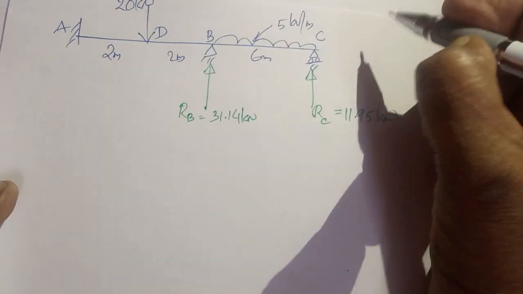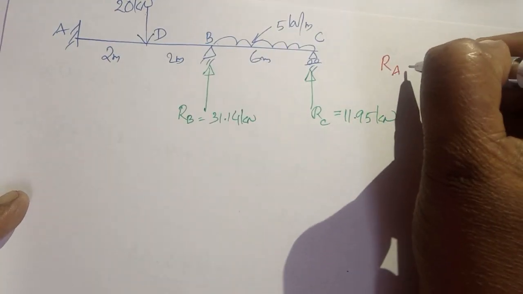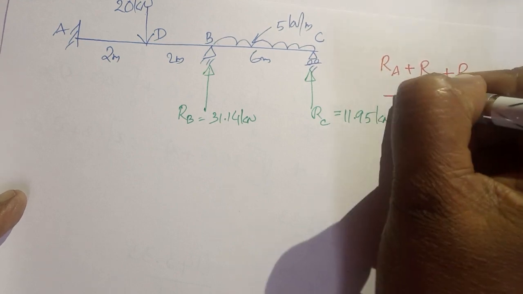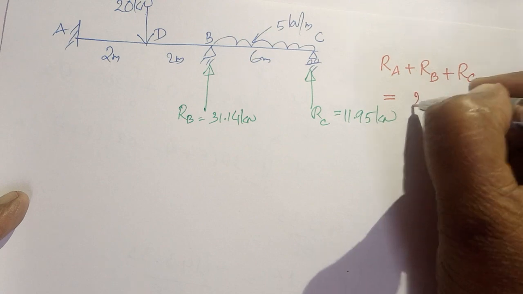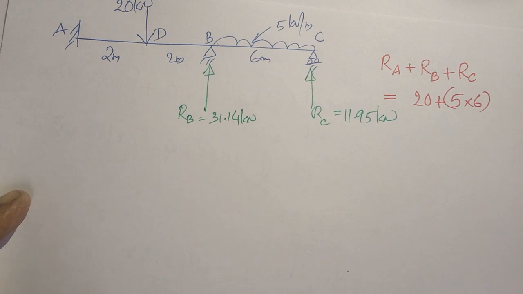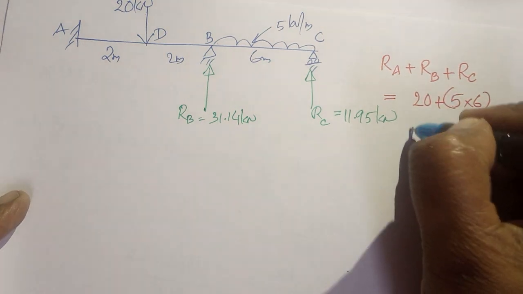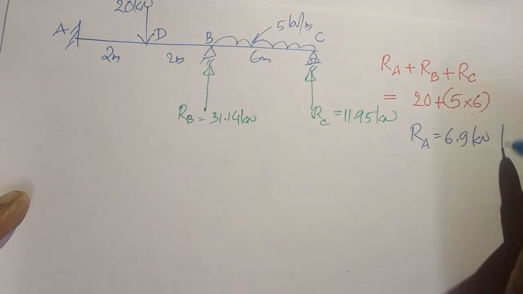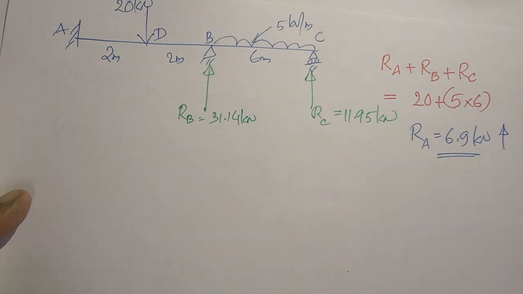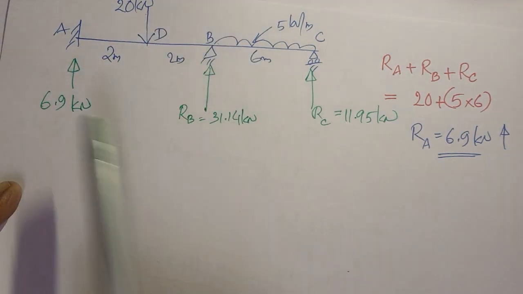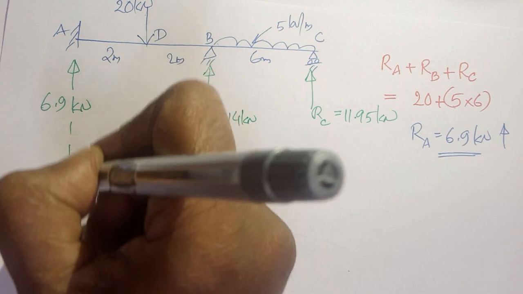So how will you find out RA? RA plus RB plus RC is equal to total external load, 20 plus 5 into 6. Therefore, RA works out to 6.9 kilonewton. So we can mark RA also, 6.9 kilonewton. So we have got all the external reactions. How to draw the shear force diagram?